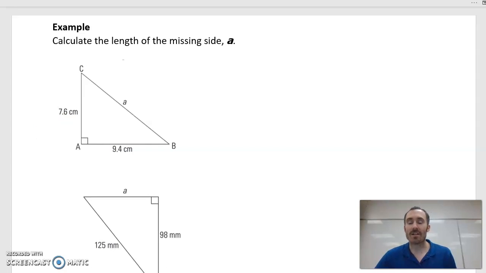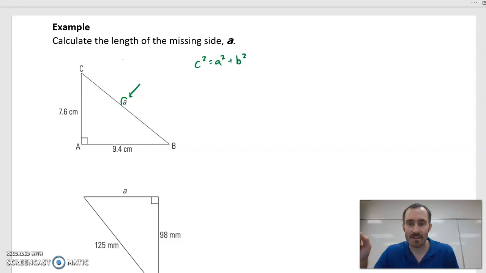First, we're going to calculate the length of the missing side A. That's the hypotenuse. And so we can just use c squared equals a squared plus b squared, or some people like to write it a squared plus b squared equals c squared. That's the same thing. So now we want to put in the numbers for a and b. It doesn't really matter which one you call a and b. Okay, so here's the important thing.